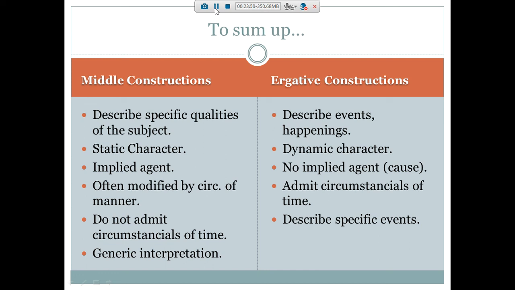In the case of ergative constructions, they admit circumstantials of time. The ice melted in the sun yesterday, the ship sank during the storm 3 years ago, or whatever. Why? Because they describe specific events.